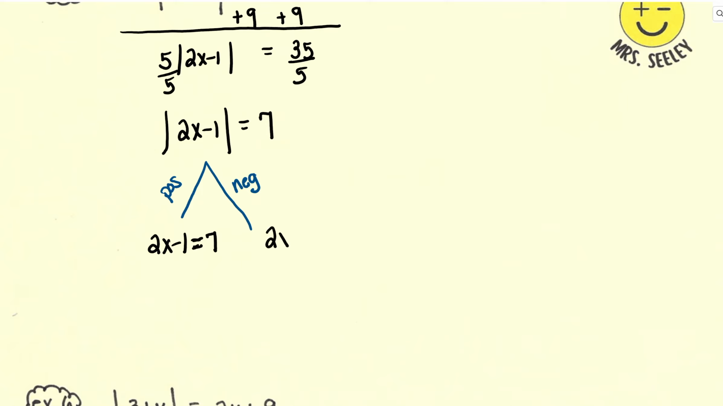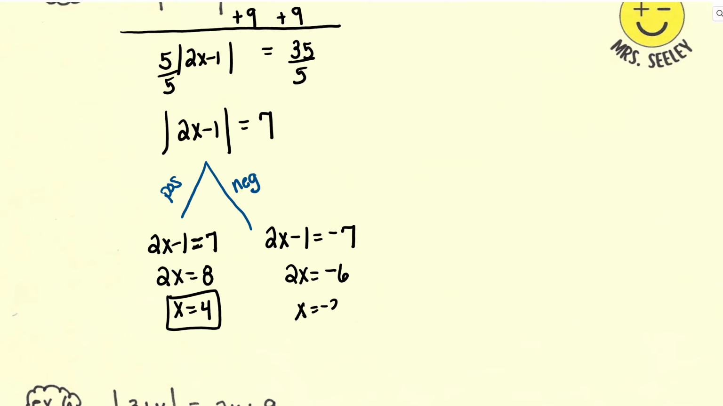So it'll be 2x minus 1 equals 7, but that could also be a negative 7 and be true. So add your 1, divide by 2, and x is equal to 4. Add your 1, negative 7 plus 1 is negative 6, and x equals negative 3.